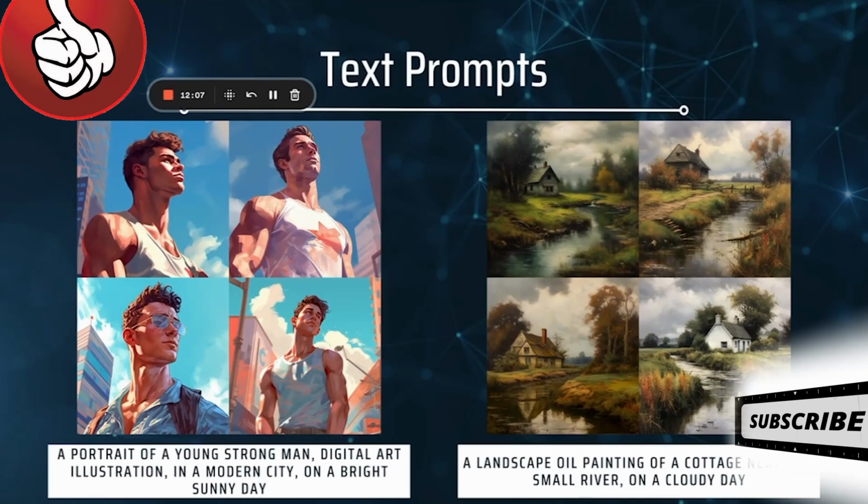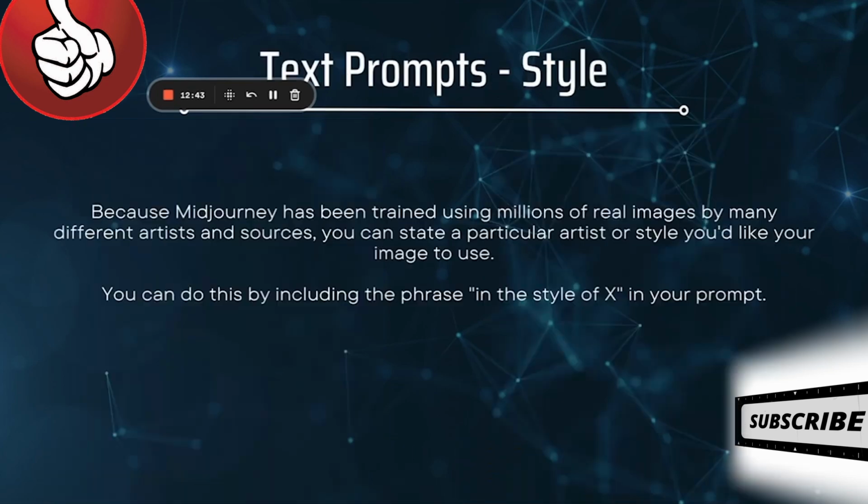So here are some examples of text prompts and the images that it creates. A portrait of a young, strong man, digital art illustration in a modern city on a bright, sunny day. Look what it literally created. A bright, sunny day in the city, modern city that is. It's an illustration, and it's got the dude in it. Next, a landscape oil painting of a cottage next to a small river on a cloudy day. If I ever saw a cottage next to a small river on a cloudy day, it would look like that. And that's all because that is what I typed into the prompt.